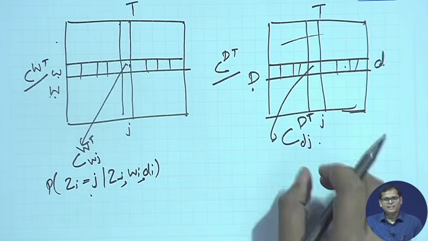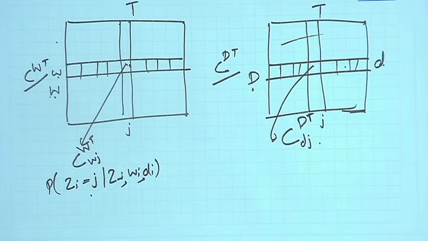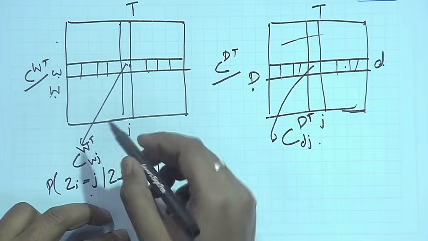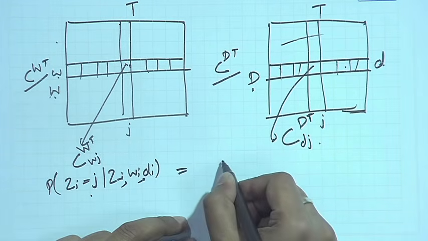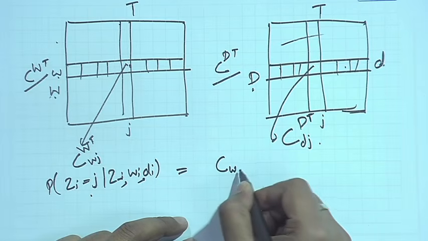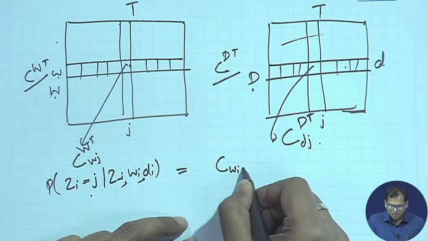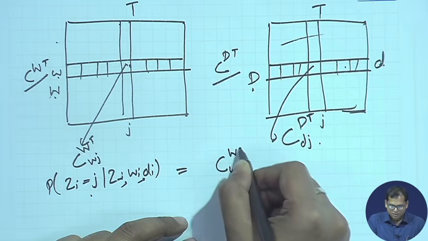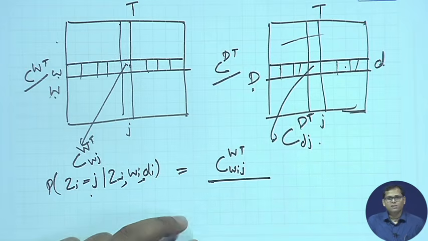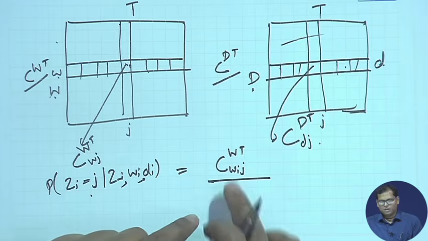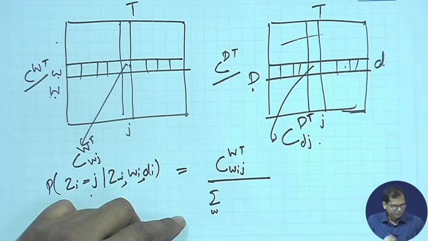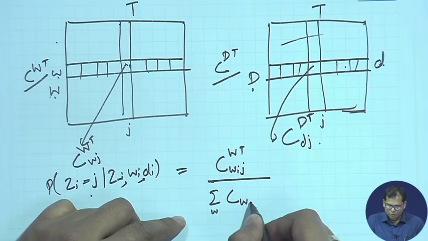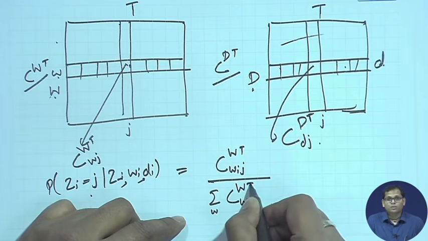Now, how do I write these probabilities in terms of these matrix elements? How likely is word W to come under topic Tj? That will be C_WJ^WT, the count for the ith word in topic J, divided by the summation over all the words. So, this will give me the probability for this word: C_WJ^WT over the summation over all words. Okay.